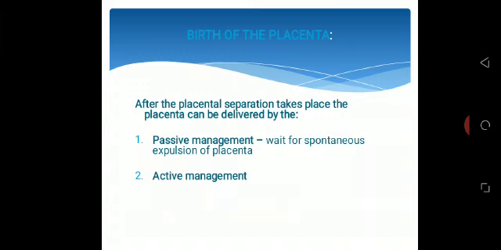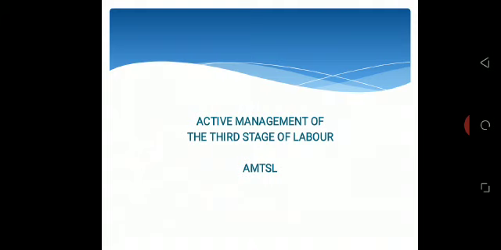There are two methods. One is passive management. We are not doing anything, just waiting for the spontaneous expulsion of the placenta. But it will increase the duration of the third stage, and the amount of bleeding will be increased. And the second method is doing an active management.